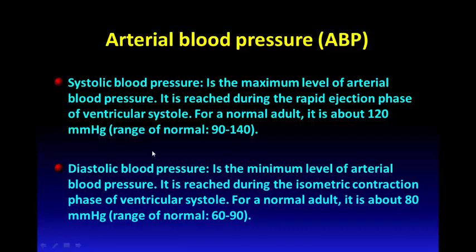The diastolic blood pressure is the minimum level of blood pressure in the systemic arteries. It is reached just before the left ventricle opens the aortic valve and begins ejecting blood into the aorta. Hence, this diastolic blood pressure, the minimum level of the blood pressure in the aorta and the systemic arteries, is actually reached during the isometric contraction phase of ventricular systole. However, we still call it the diastolic blood pressure. For a normal adult, the diastolic blood pressure is about 80 millimeters of mercury, and the normal range is from 60 to 90 millimeters of mercury.